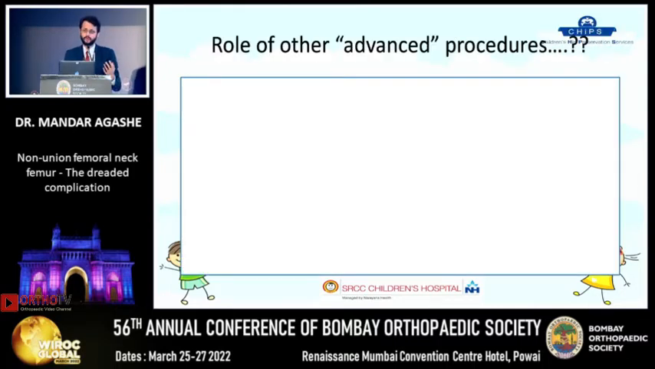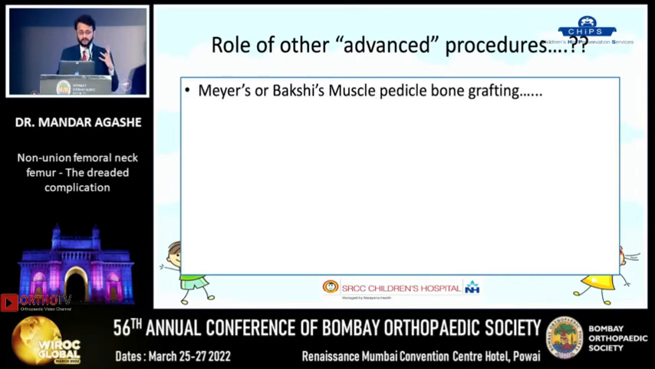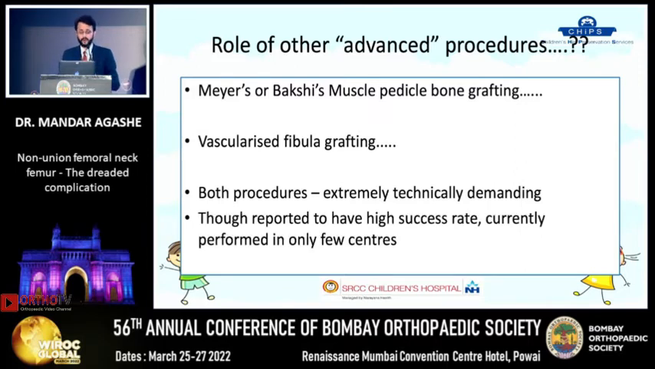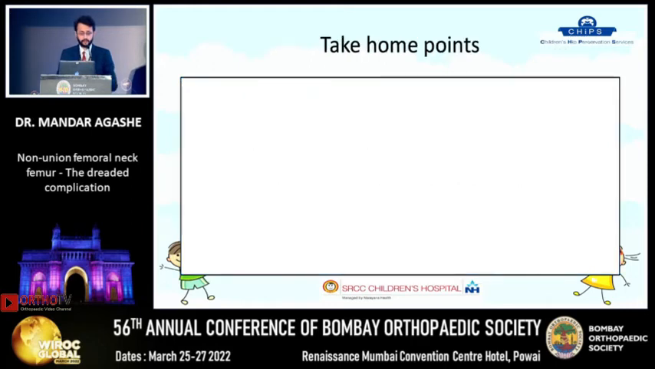What is the role of other advanced procedures? We always think of 2 main things here. One is the Meyer's or the Bakshi's muscle pedicle bone grafting, and second is the vascularized fibula graft. Both procedures are extremely technically demanding. They are reported to have a high success rate in those centers. However, they have been performed only in a few centers, and it still requires multi-centric trials.